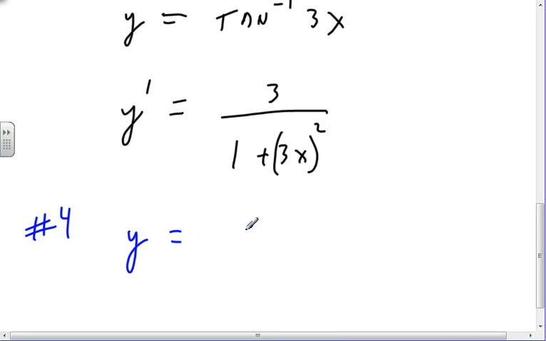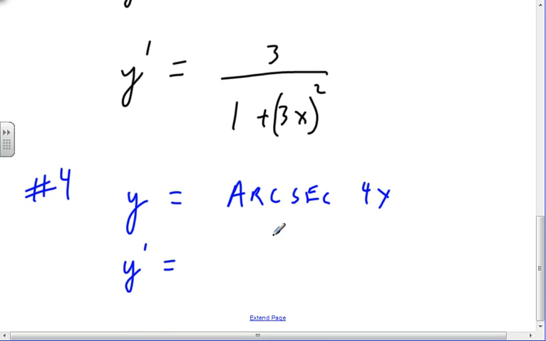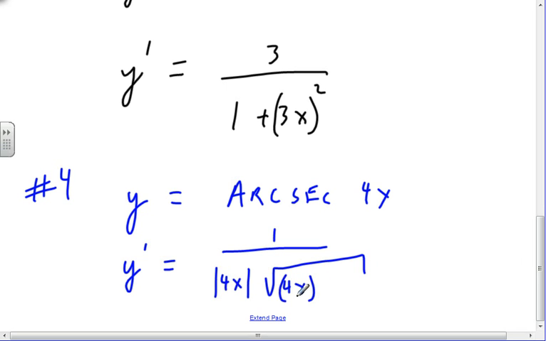I should do it. Let's see. y is arc secant of 4x. Okay, so y prime, I look at the formula for arc secant, and I find that this is going to be 1 over the absolute value of u, which is 4x, times the square root of 4x, the quantity squared, minus 1.